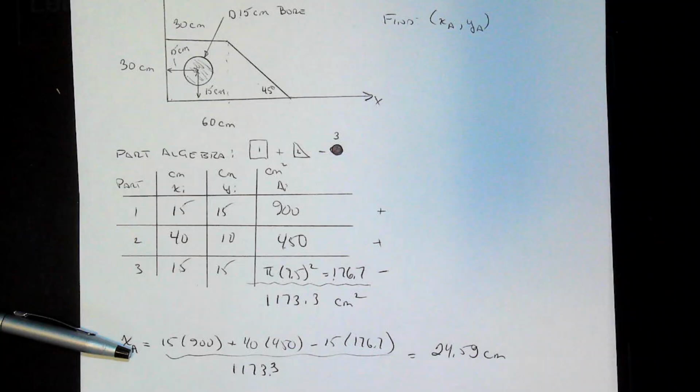The y, go down the line. 15 times 900 plus 10 times 450 minus 15 times 176.7, divided by 1173.3, and we would come out with 13.08 centimeters. We are done. All right.